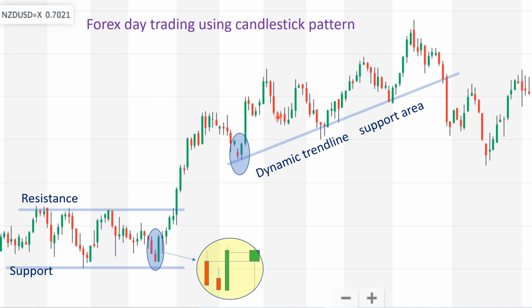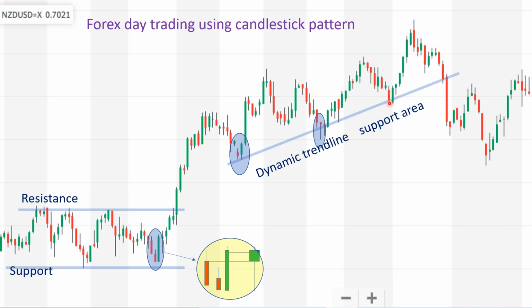Now the price is coming to support, and it gets rejected by the support due to this hammer. So you can enter the market right here and put your stop loss below the low of the hammer, maybe 1 or 2 ATR. So the price moves upward, and at the top of this uptrend we have a shooting star that is suggesting price reversal. You can exit the market here.